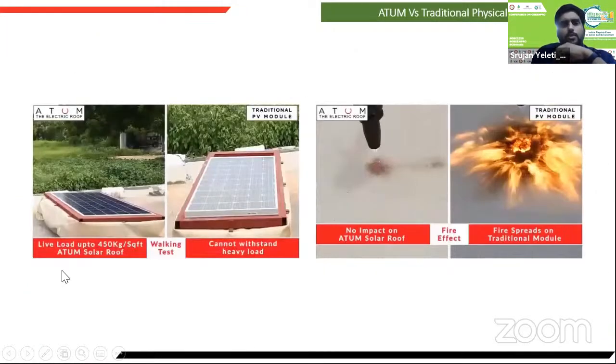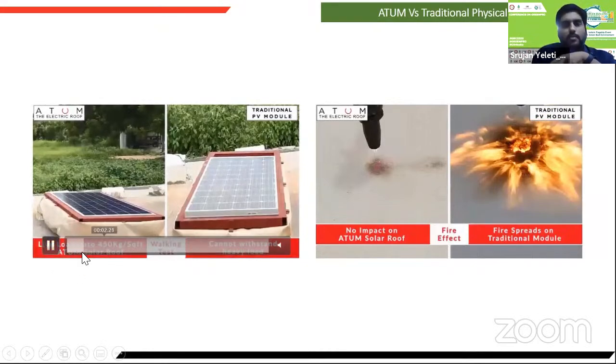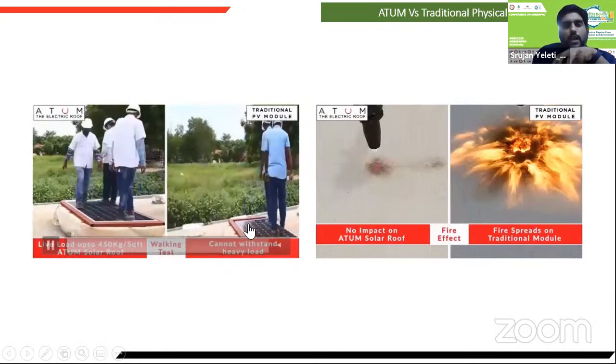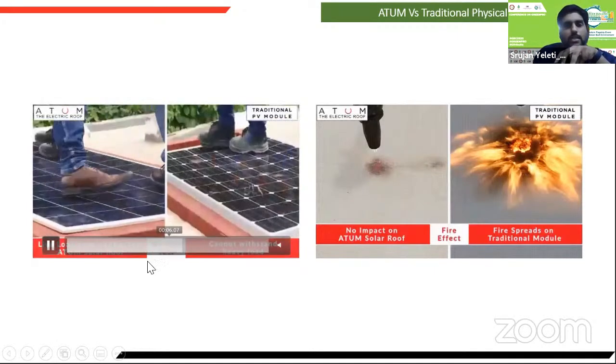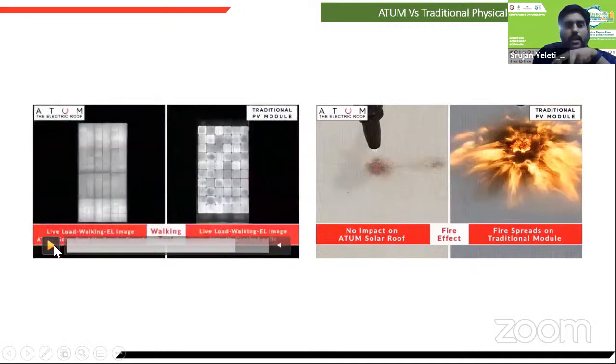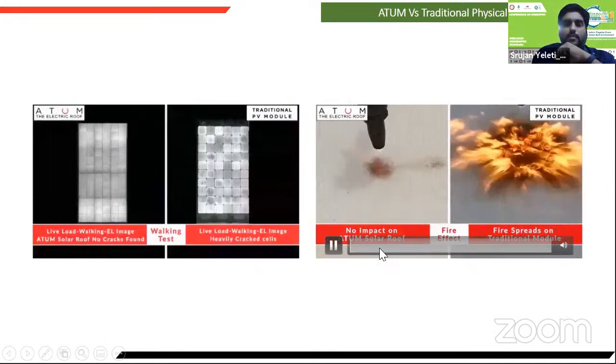Quickly, I'll run you through the product features, the physical features that I'm talking about. You have 5 people walking on Atom on the left side, whereas on the right, we are comparing it with the conventional panels. And this is an electroluminescence test. This is Atom, which has no micro cracks or cracking at all. The conventional panels break because the solar cells are wafer thin.